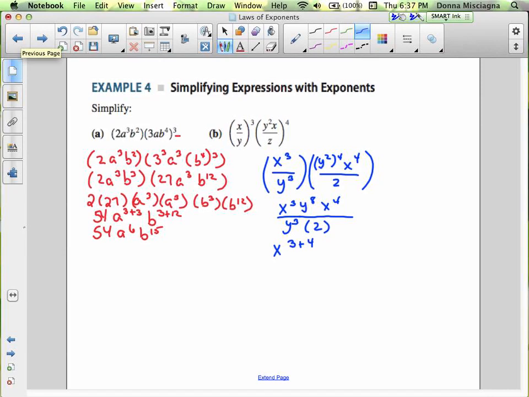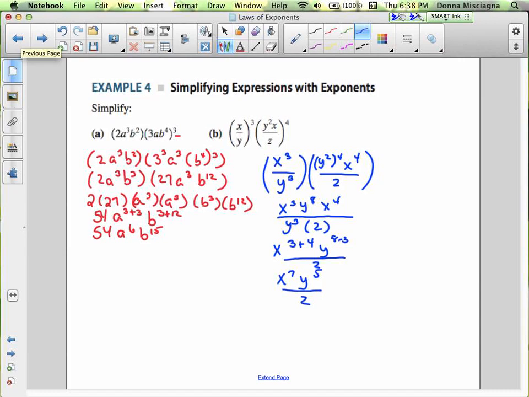If you don't mind, let's take care of the y's at the same time. If we have y in the numerator and y in the denominator, we're essentially dividing like bases raised to a power. And when we divide like bases raised to a power, we subtract exponents. The 2 is in the denominator. So this is going to be x to the 7th power times y, 8 minus 3, that's y to the 5th power, all divided by 2, and we're done.